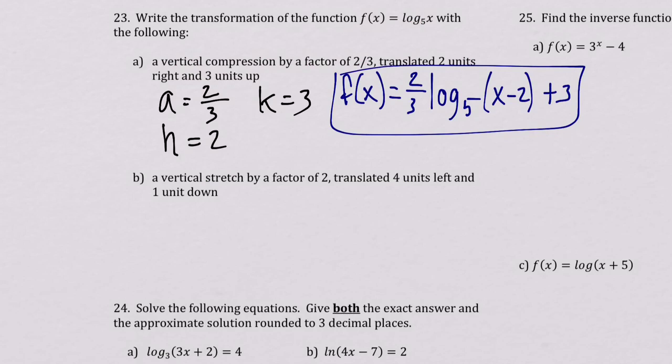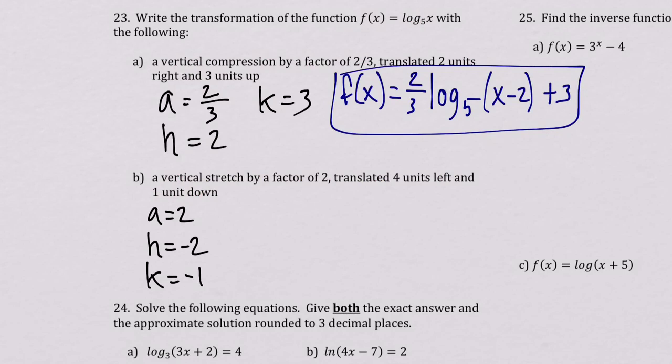They want a vertical stretch by a factor of 2. A vertical stretch by a factor of 2, that is A. A is 2. They want a translation of 4 units left, that's H. H is negative 2. They want a translation of 1 unit down, that's K. K is negative 1.